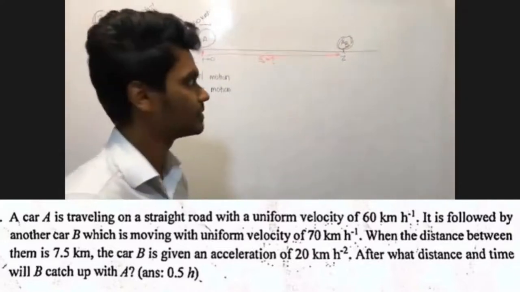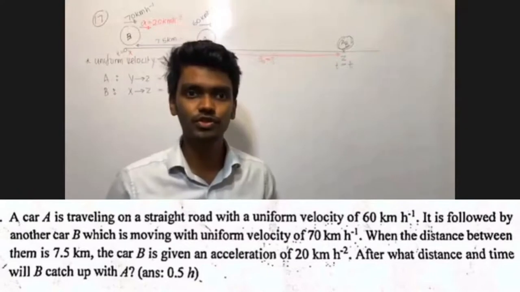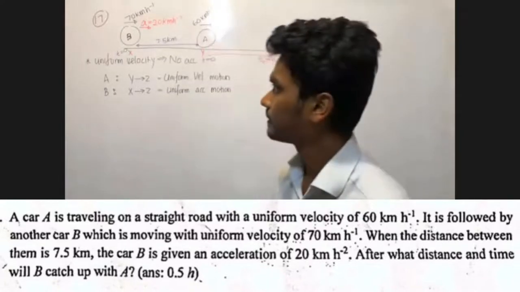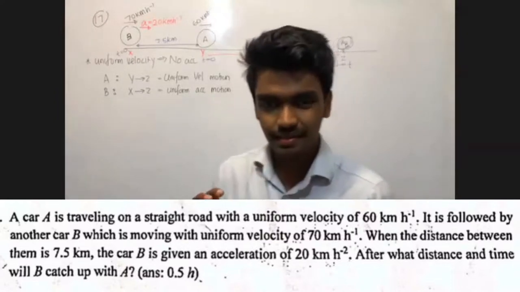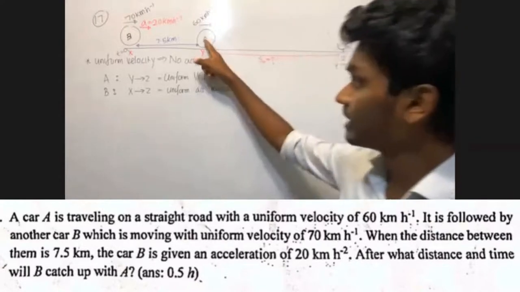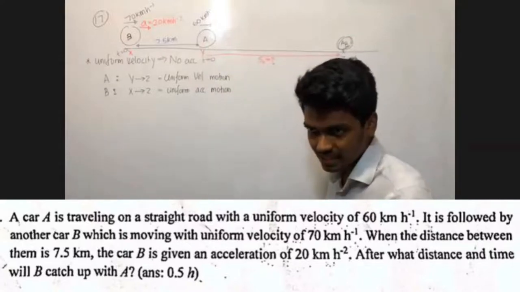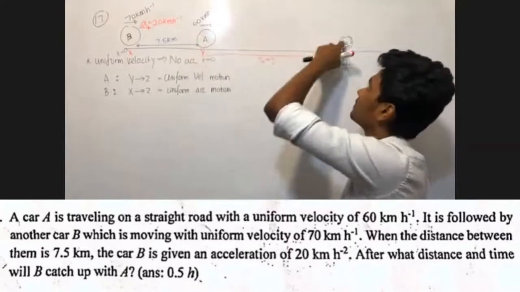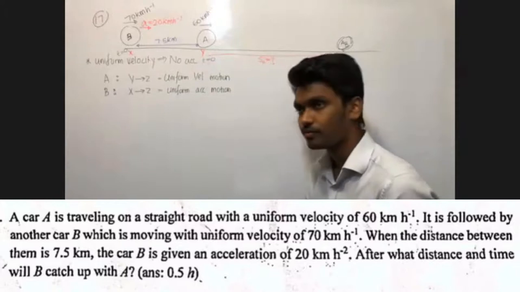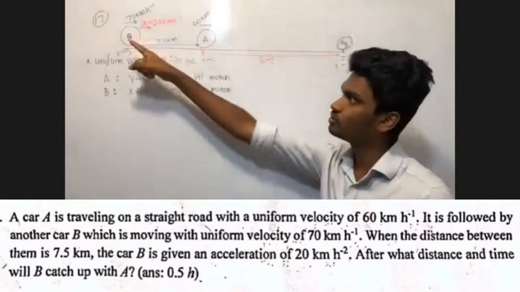At time T, when B overtook A, I stopped the stopwatch. The time that I got was T equals T. You need to understand that within this T time, object A moved from Y to Z. Within the same T time, for B to overtake A, B should move from X to Z.